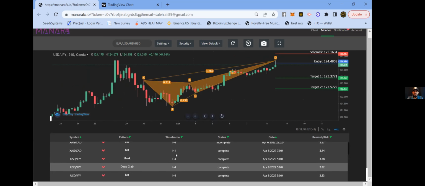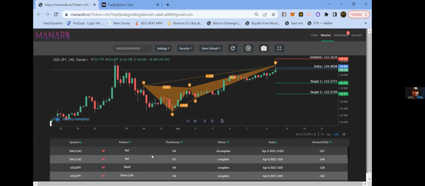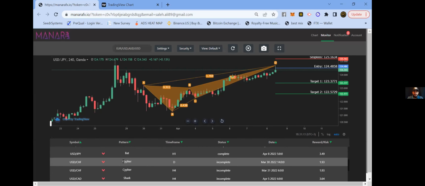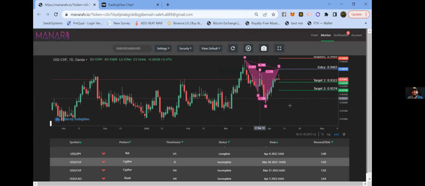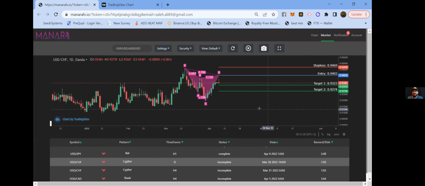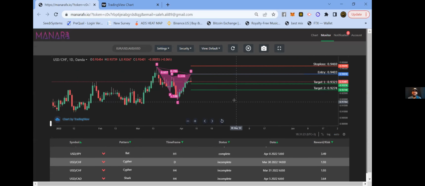We already pulled up this pair right here. Let's take a look at this USD CHF on the daily. Now, listen, when you're trading on the daily time frame, I want you to understand that trading on the daily, weekly, monthly, 4-hour, 1-hour, 30-minute, patterns are patterns. They look the same no matter what time frame you're on.